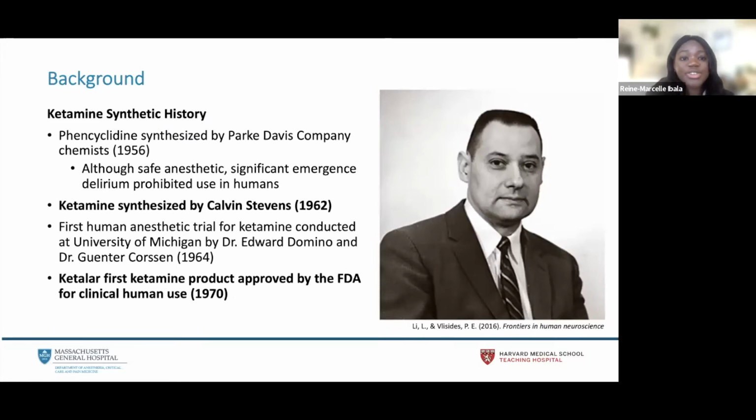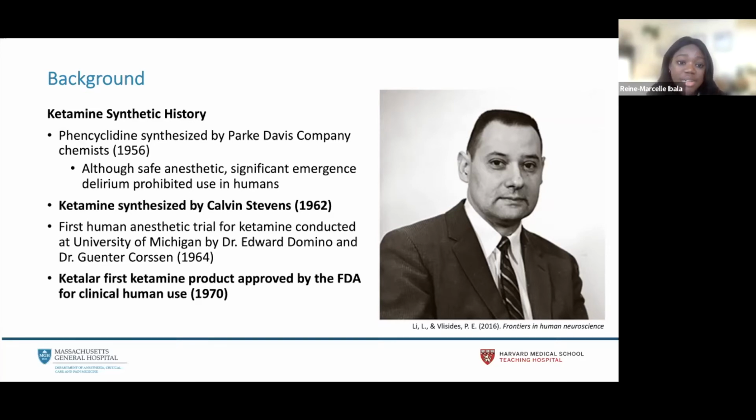Now moving on to some basic history. I'm sure I am sharing this with a bunch of psychiatrists, as I told Rupert, so you are all aware. But some history about ketamine. Ketamine is a derivative of phencyclidine, which was initially synthesized in 1956 and deemed to be, although a safe anesthetic, not able to be used in humans for anesthesia because of some significant emergence delirium that was associated with it. They subsequently ended up synthesizing ketamine in 1962 and did the first human anesthetic trial in 1964.